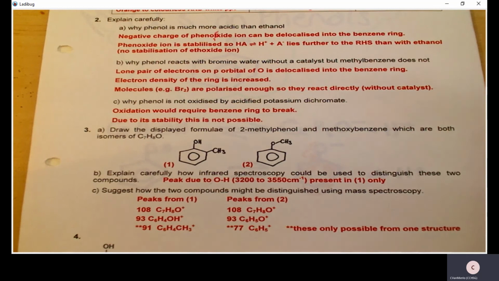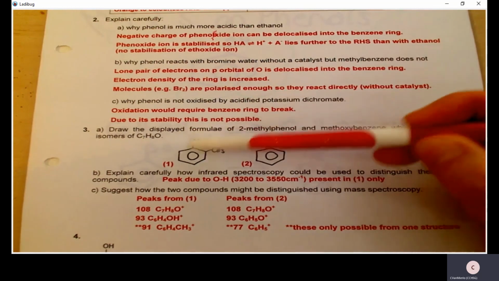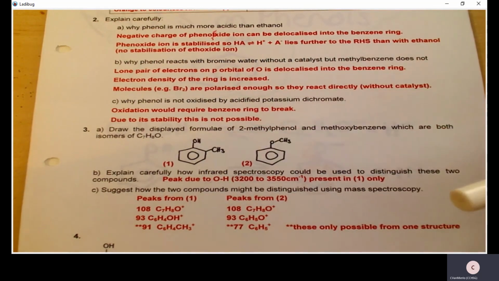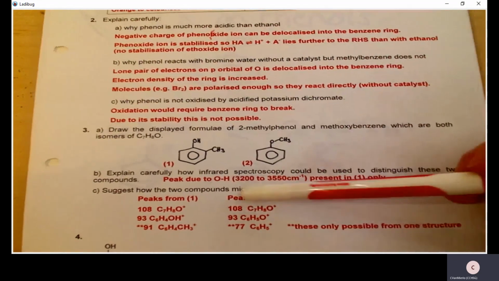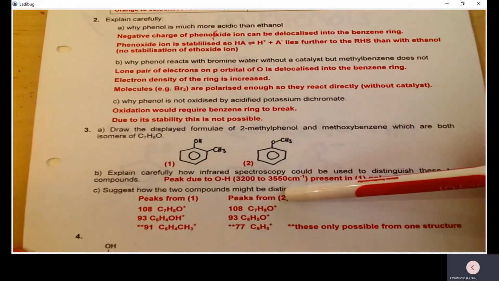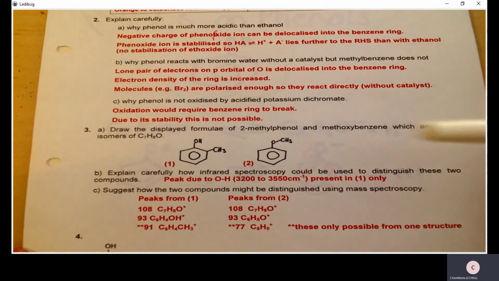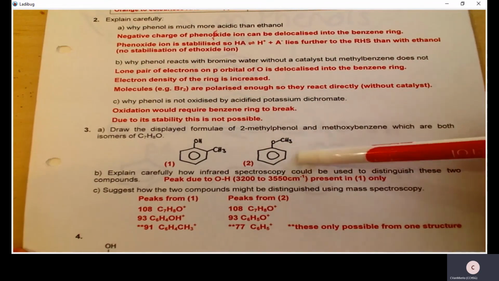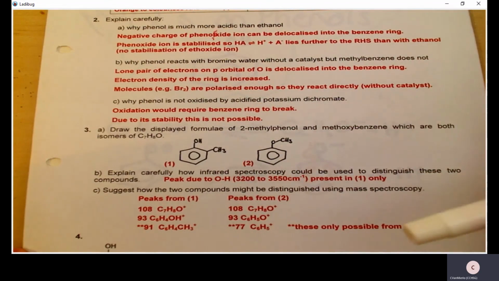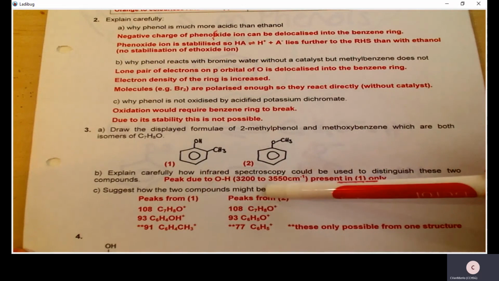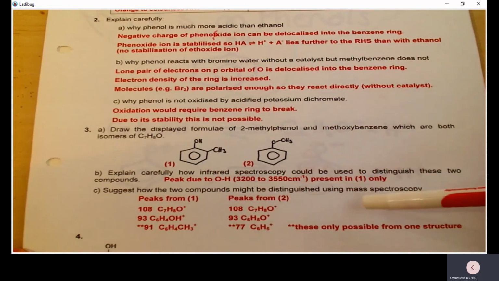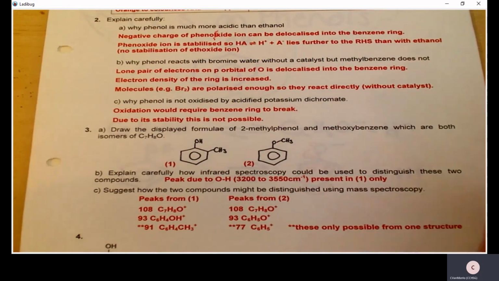So to spot the difference, we've got an OH group, which we're used to being a significant peak. So the broad peak between 3,200 and 3,550 there, and it's not present in here. So we need to say that we'll get a peak due to the OH in this region, and it will be present from structure 1 only, or it would be absent in the other one. So we need to make it very clear what we're talking about there.